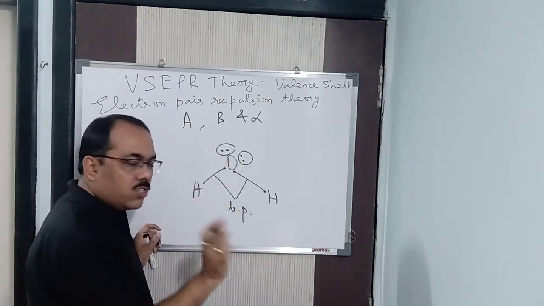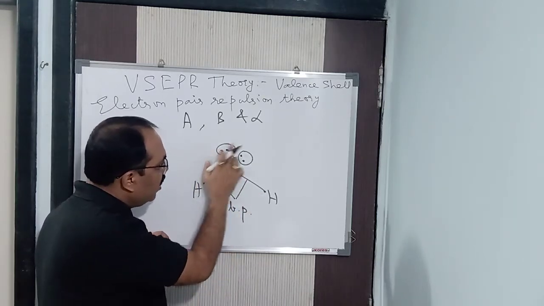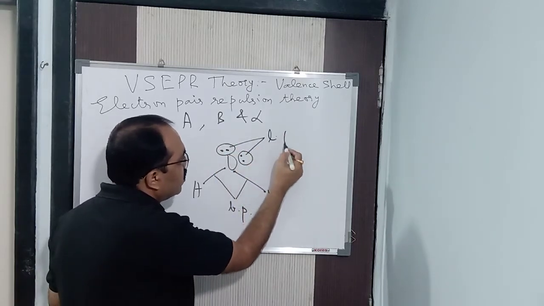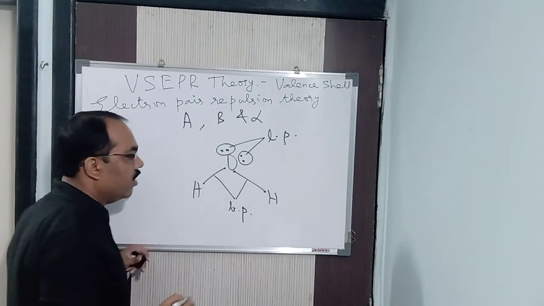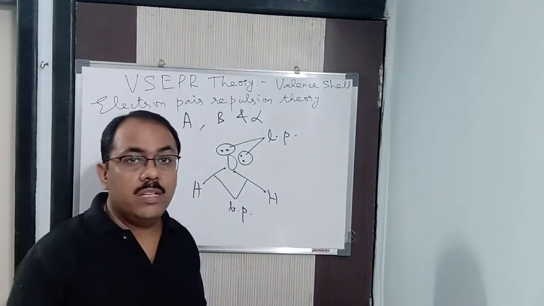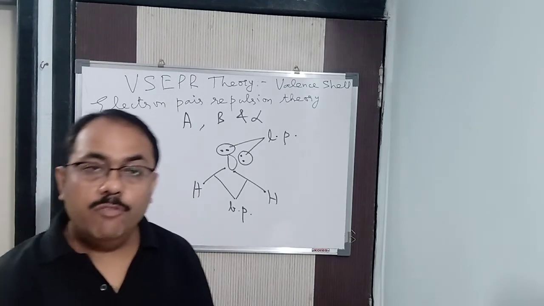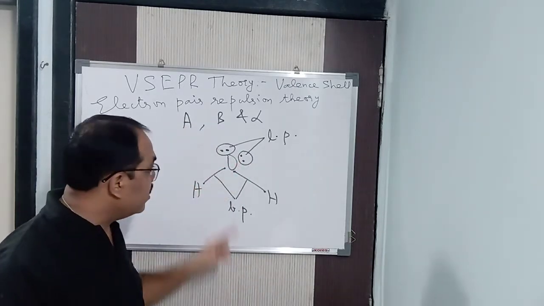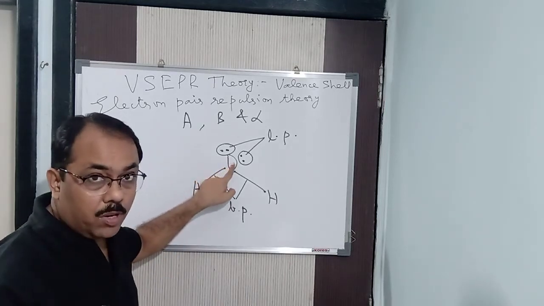After oxygen has attained the octet structure, you can see very clearly that two pairs of electrons do not participate in bond formation, which is known as the lone pair of electrons. That is what I am saying here. A lone pair means a pair of electrons which does not participate in bond formation after the central atom, and it is very important to say that.